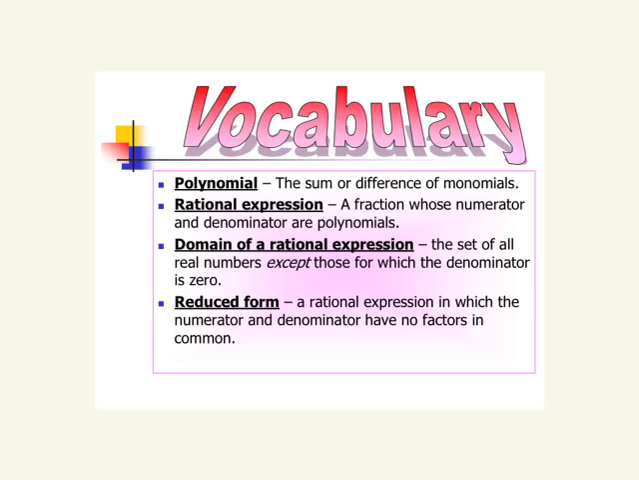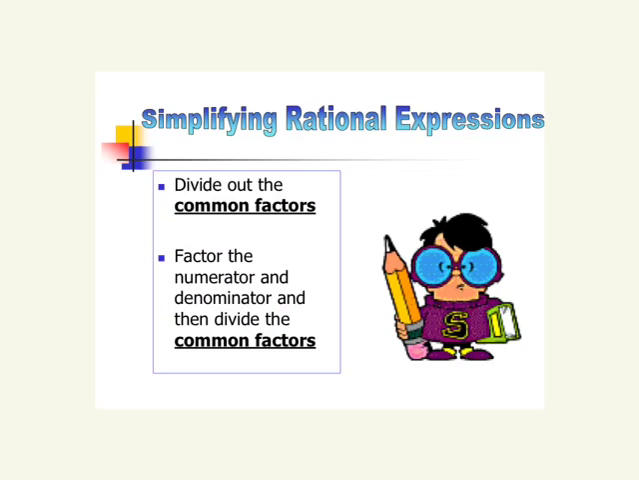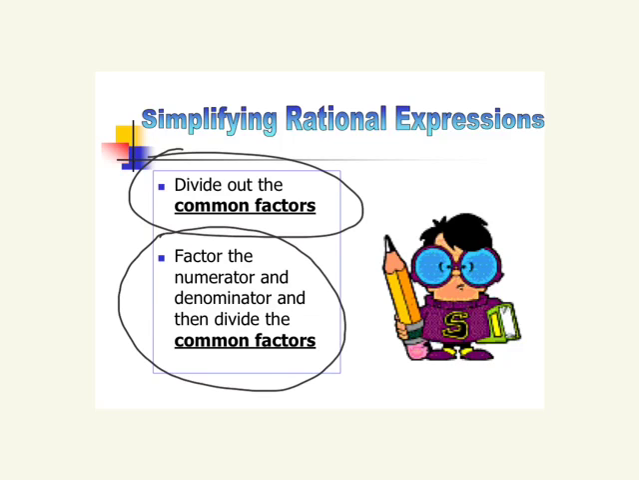Remember, we can't plug in a value for the variable that would make the denominator 0 because that would make it undefined. So the domain would be all the real numbers except for the ones that make the denominator 0. And then a reduced form of a rational expression is one in which there are no common factors in the numerator and the denominator. Sometimes when we're simplifying a rational expression, we'll be able just to divide out the common factors right away. But there are times where we're going to have to factor the numerator and the denominator first and then divide out common factors.